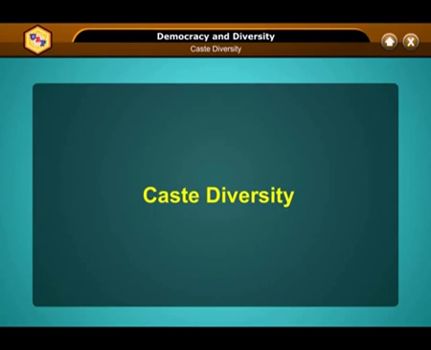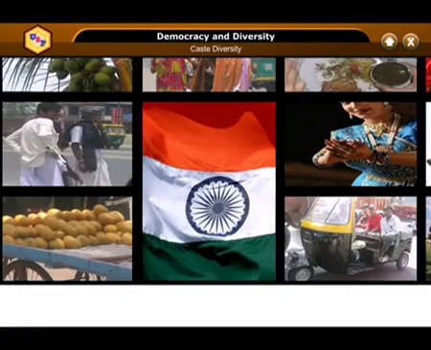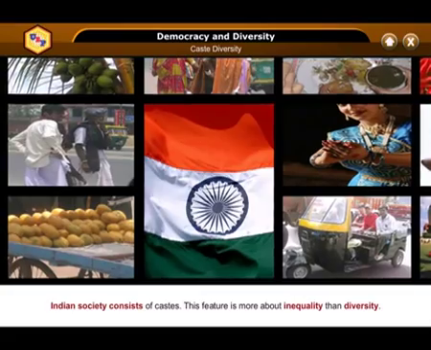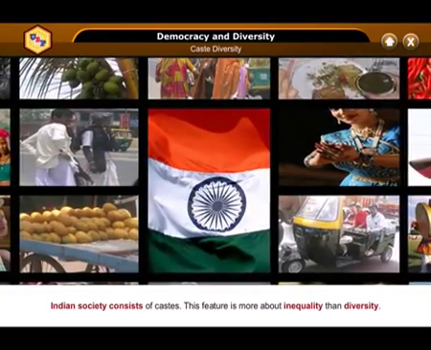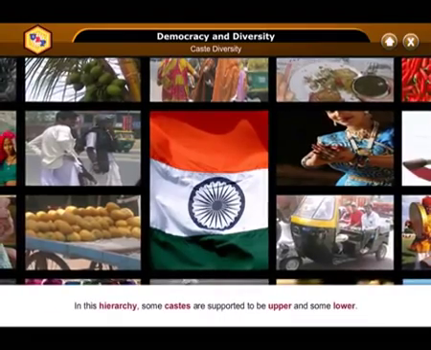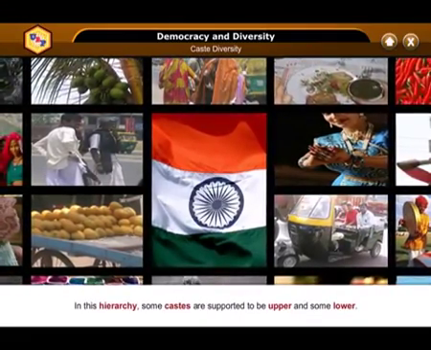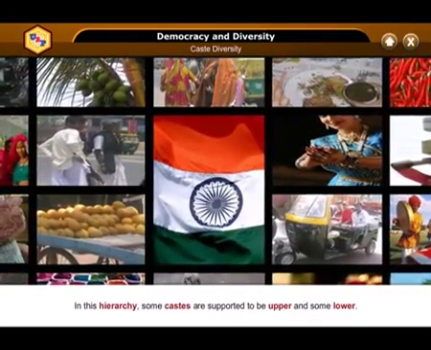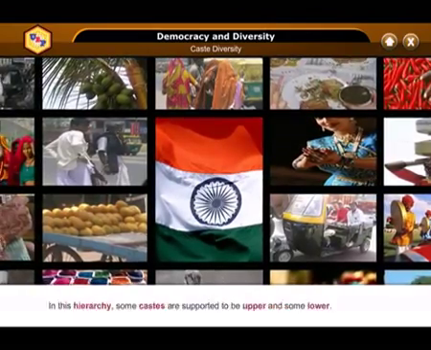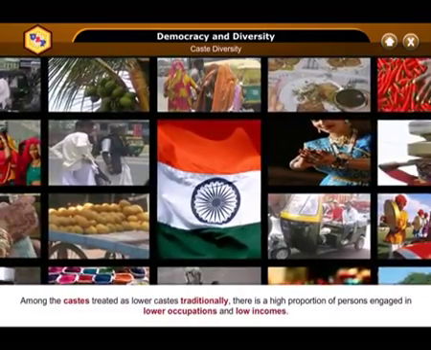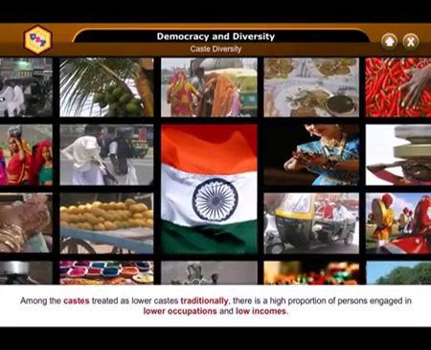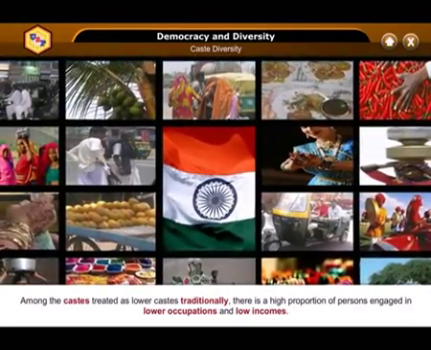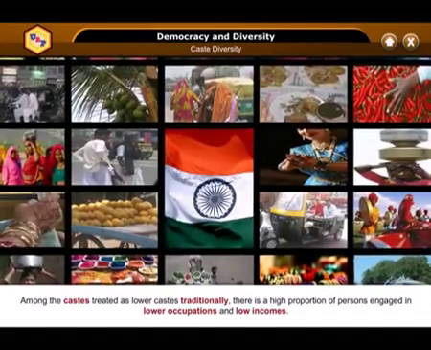Caste diversity. Indian society consists of castes. This feature is more about inequality than diversity. In this hierarchy, some castes are supposed to be upper and some lower. Among the castes treated as lower castes traditionally, there is a high proportion of persons engaged in lower occupations and low incomes.